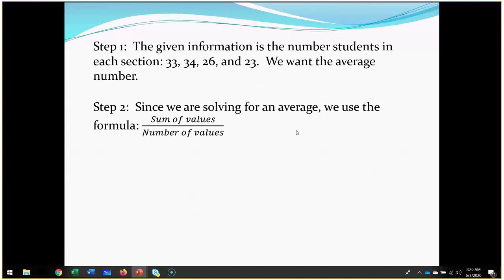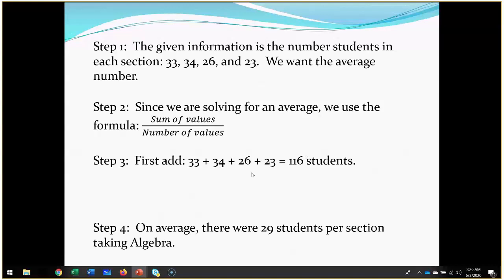Sum means add, so you add up all of your numbers and then divide by however many you had. So in a case like this, I'm going to add up 33, 34, 26, and 23, get my total, then divide by the number of values I had. There were 1, 2, 3, 4 of them. So I divided by 4 and plug that into my calculator. So on average, there were 29 students per section.